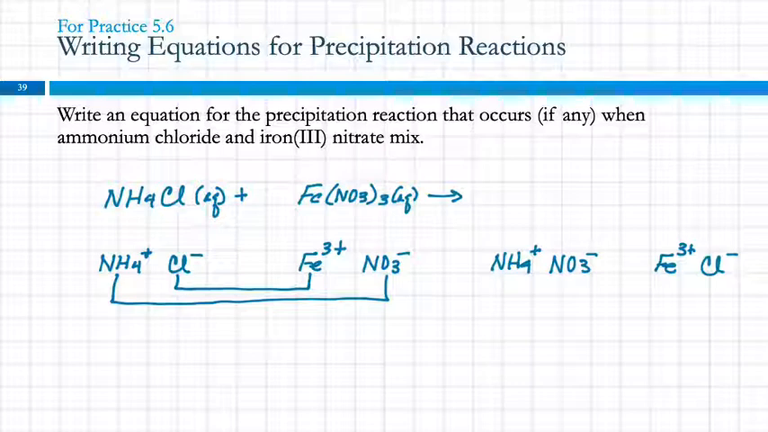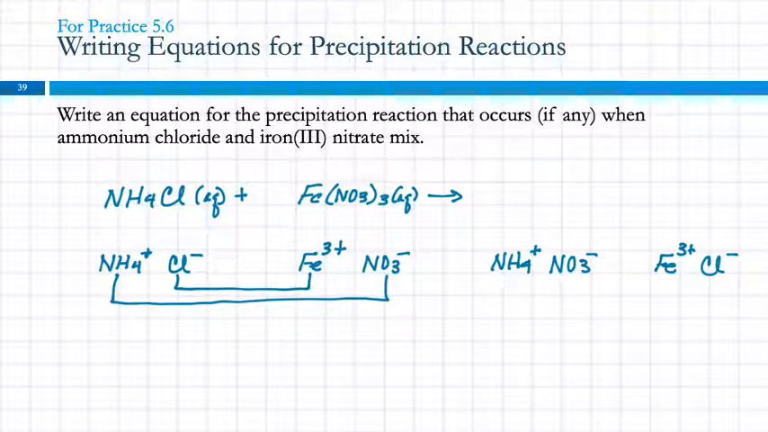Now, at this point, you kind of have 2 choices. You can go ahead and write, bless you, you can go ahead and write the products and then figure out if they're soluble or not. Or you can look at the combinations before you write the product formulas to determine if they're soluble. So this is going to be ammonium nitrate.